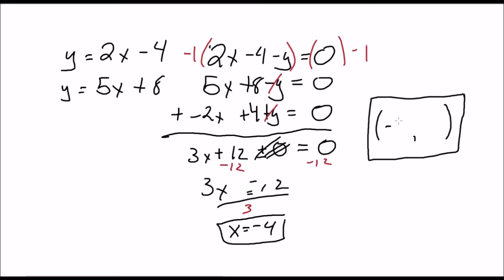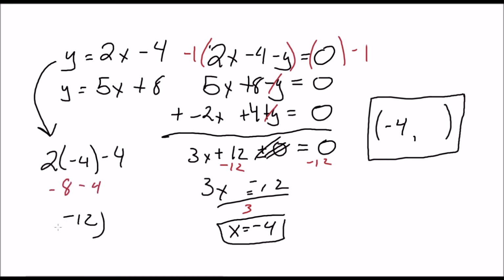Well, I have my x value, so I'm going to go ahead and fill that in. Now all I have to do, and this is the easy part, I know the value of x, so I can go back to the original two equations and pick one and substitute the x value in. I like this one. So I'm going to have 2 times negative 4 minus 4, I'm going to end up with negative 8 minus 4, where my y is now equal to negative 12.